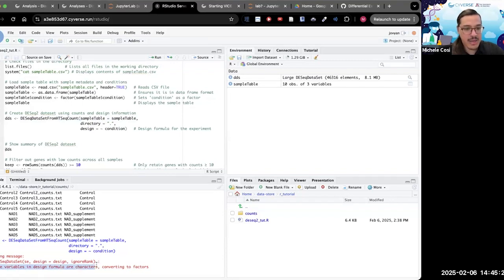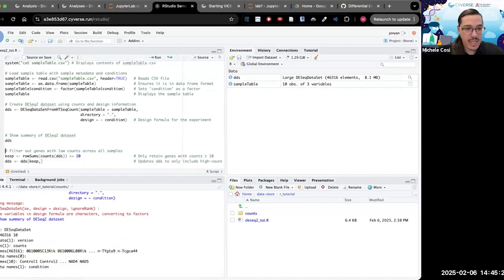Such as some variables in design formulas are characters converting to factors. It's just telling you what it is doing. So everything is okay. If we want, we can look at it. It tells you how many rows there are. It can tell you the total dimensions of the file. But otherwise, we are set. There is this many rows and this many samples themselves.